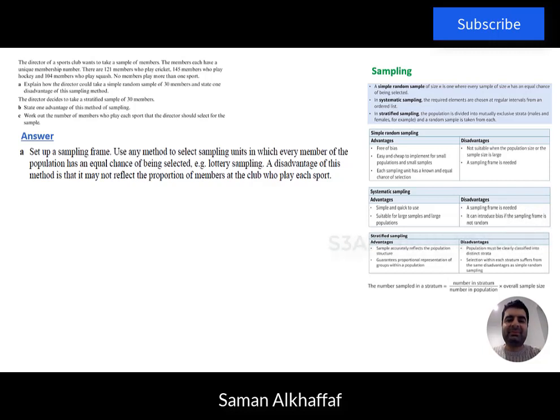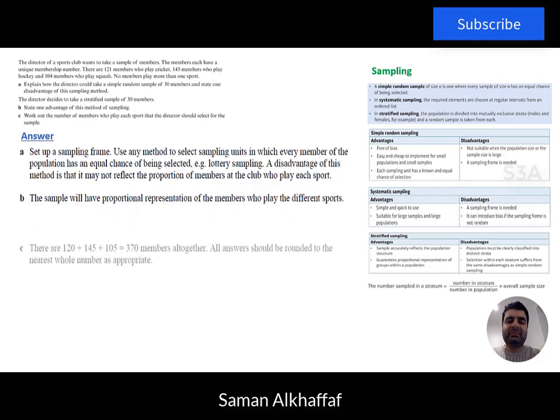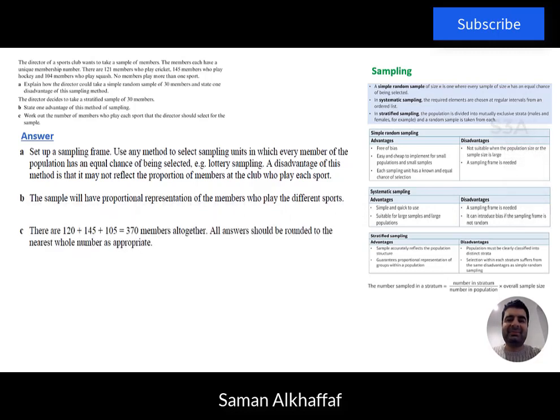Now, for part B, state one advantage of this method of sampling. So in this scenario, the sample will have proportional representation of the members who play the different sports. Now for part C, work out the number of members who play each sport that the director should select for the sample. So first we add the total for each of the sports.